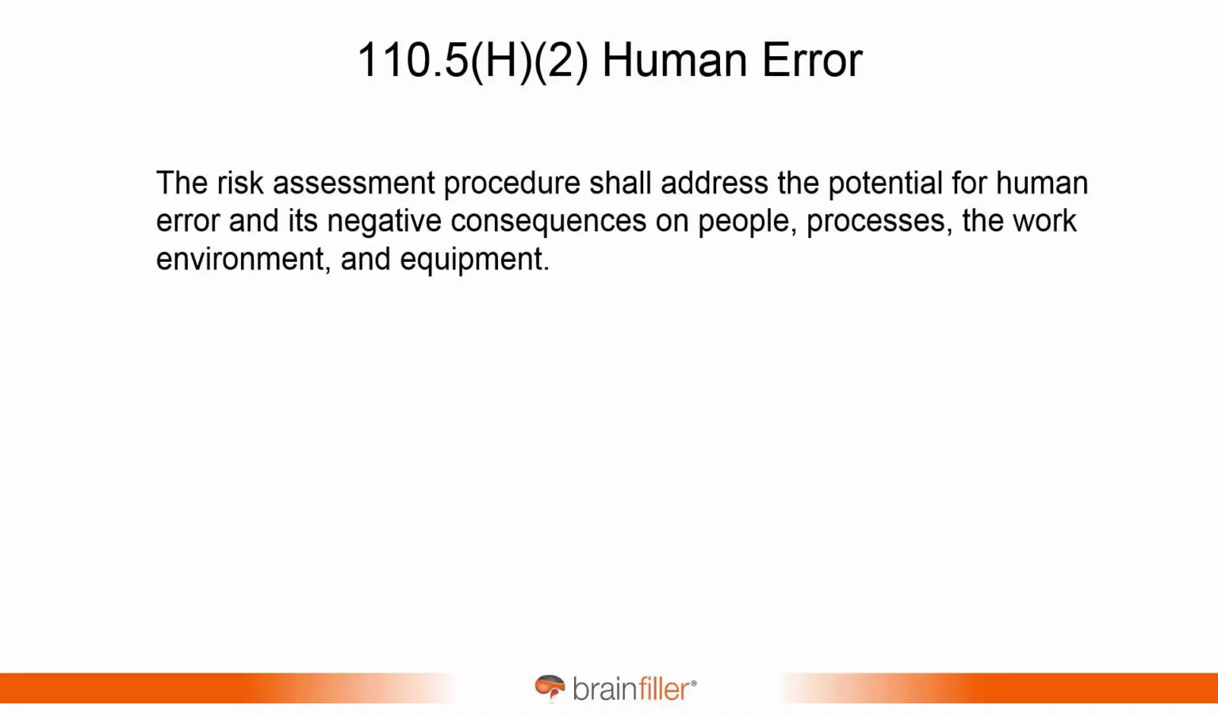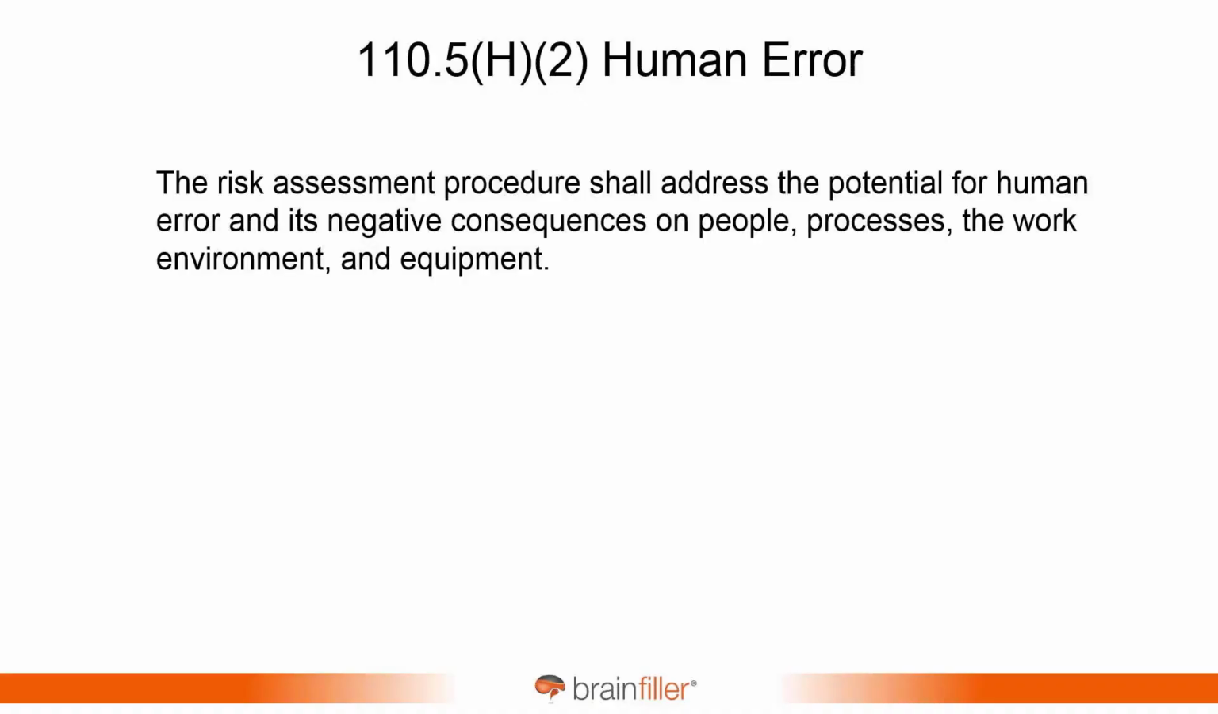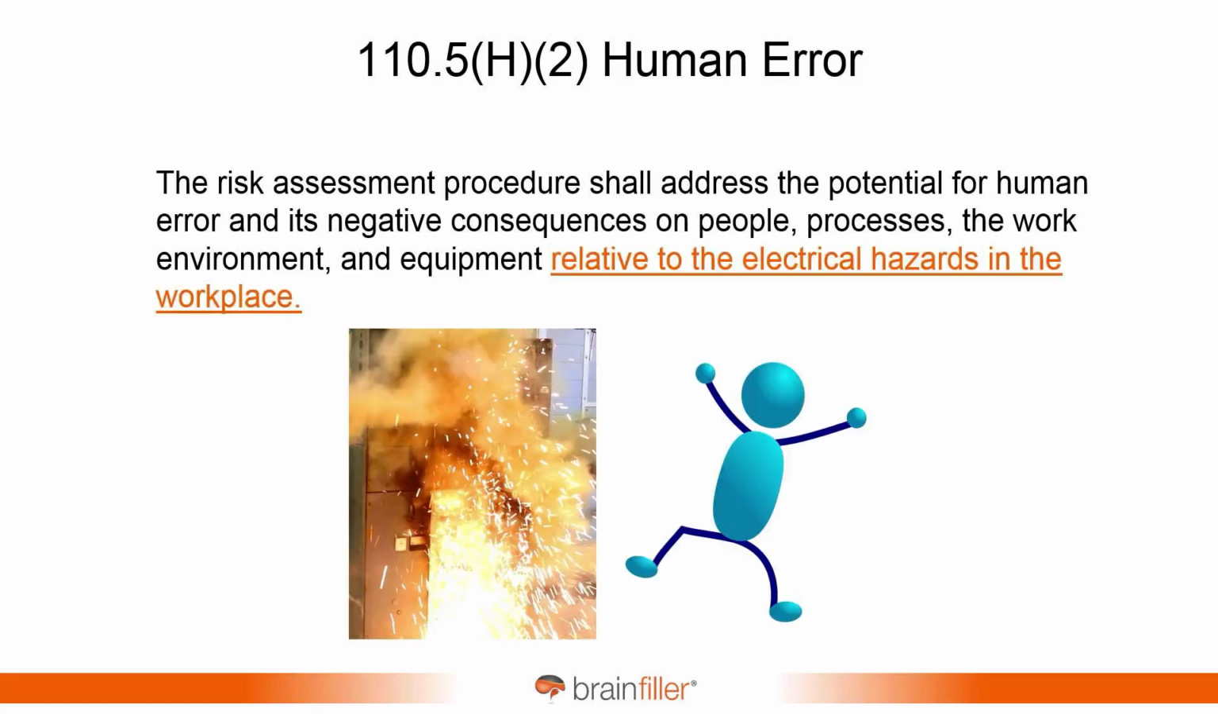For example, the definition of human error is the potential for human error and its negative consequences on people, processes, the work, environment, and equipment. Wow, all equipment, all processes, that was a pretty broad requirement. And so this was tightened up a little bit, and it now adds relative to the electrical hazards in the workplace, to tighten this up and aim the focus exclusively on the electrical hazards.